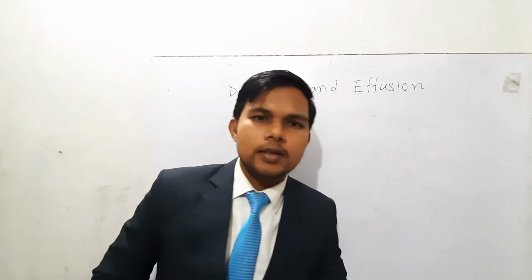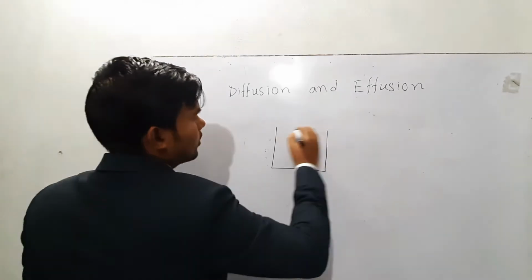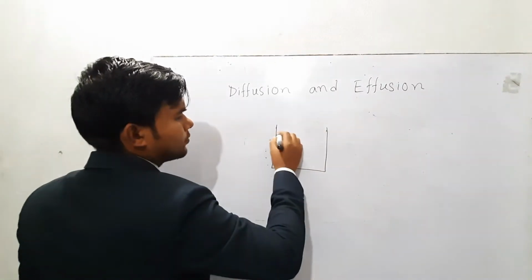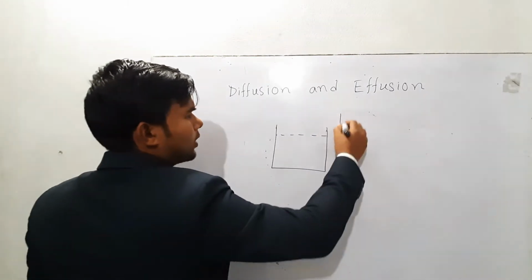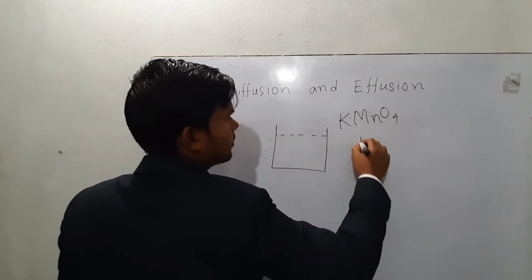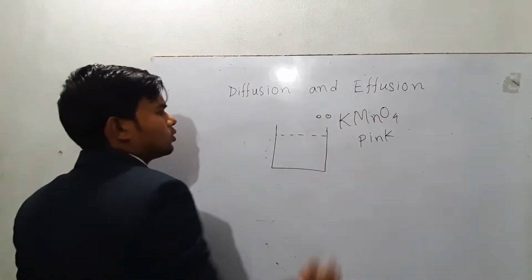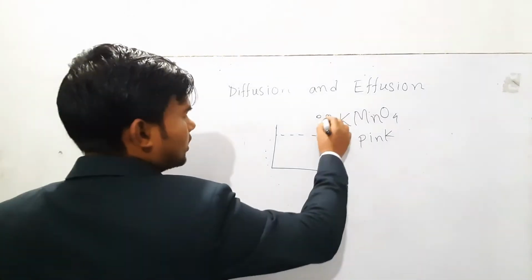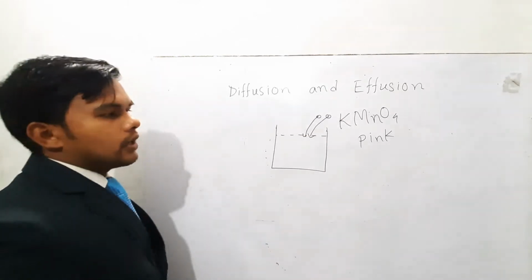I will give you another example. Have a look. Let's take a glass of water and add some potassium permanganate solution. Potassium permanganate, we know, is pink in color. If you add two or three pieces of potassium permanganate crystal, then the color of the solution will turn pink.